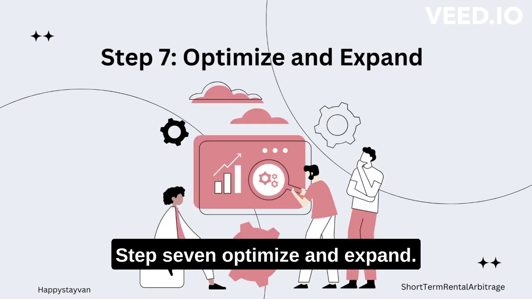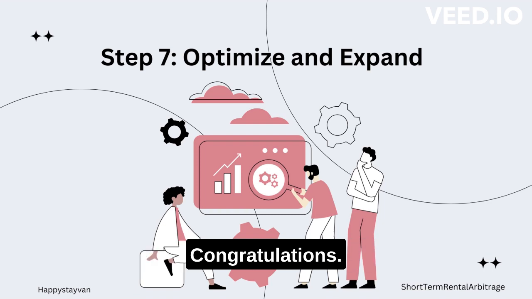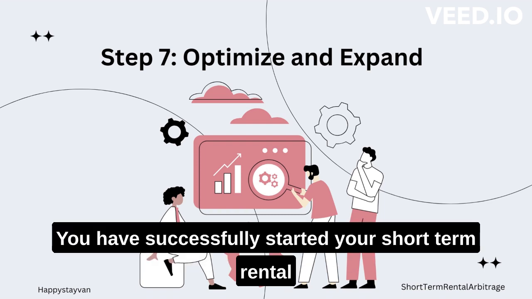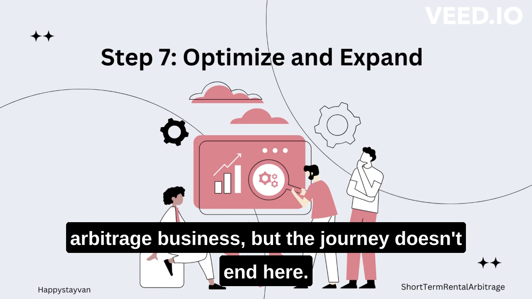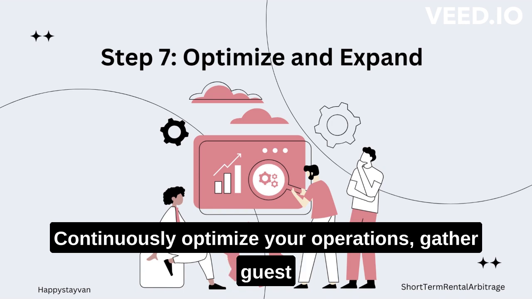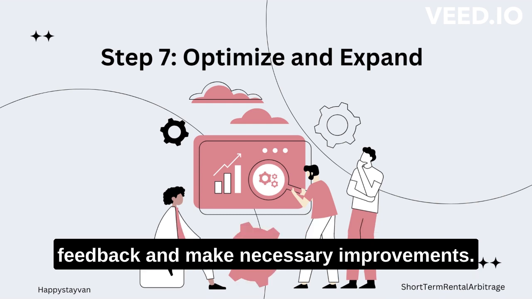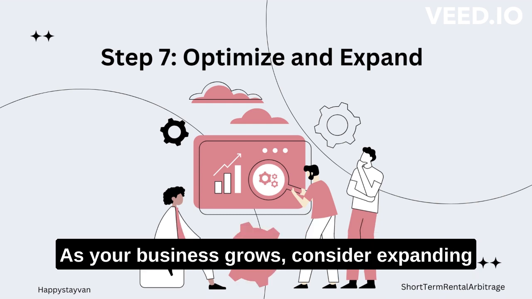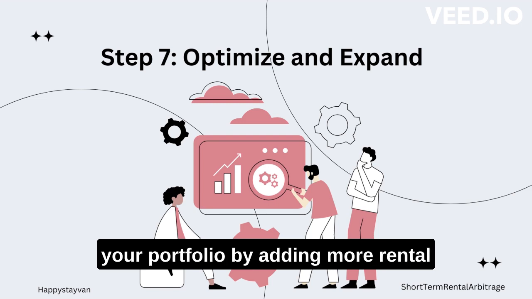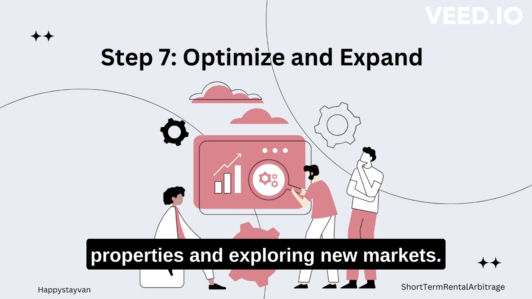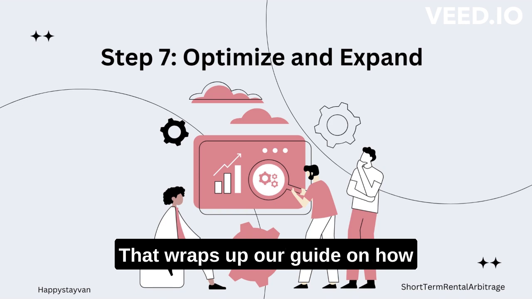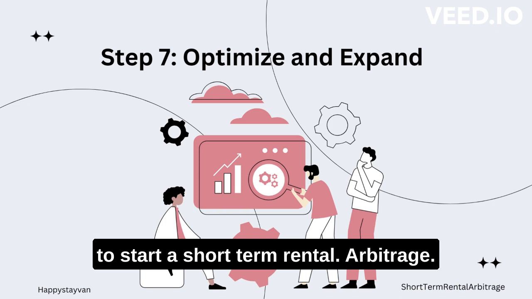Step 7. Optimize and expand. Congratulations! You have successfully started your short-term rental arbitrage business. But the journey doesn't end here. Continuously optimize your operations, gather guest feedback, and make necessary improvements. As your business grows, consider expanding your portfolio by adding more rental properties and exploring new markets. That wraps up our guide on how to start a short-term rental arbitrage.